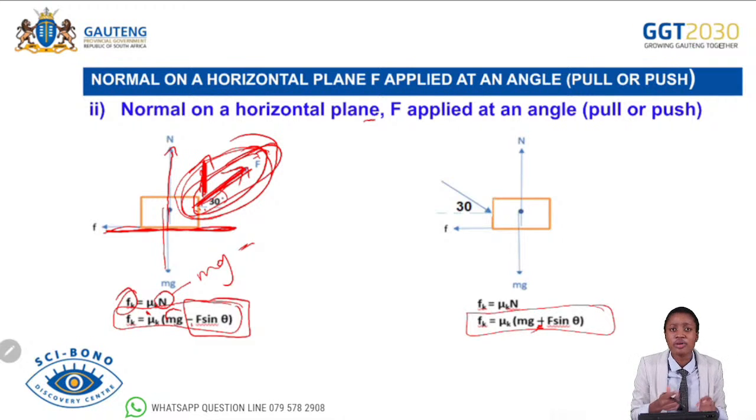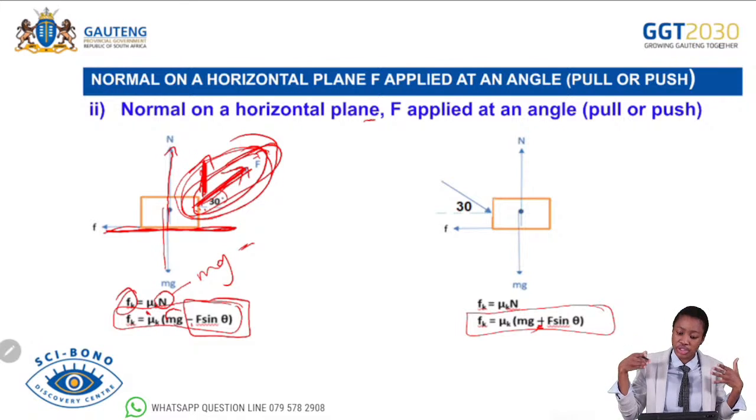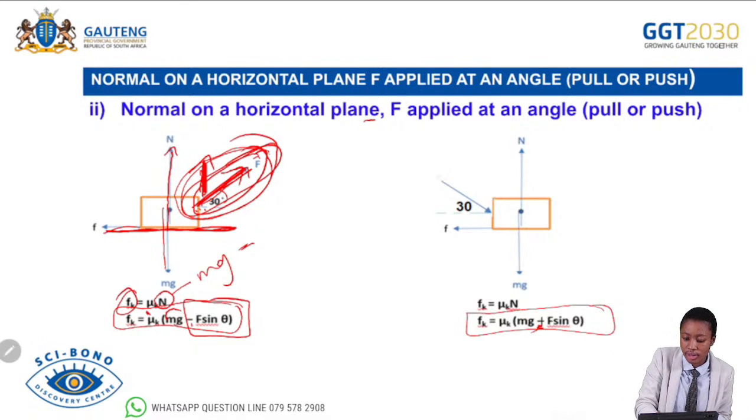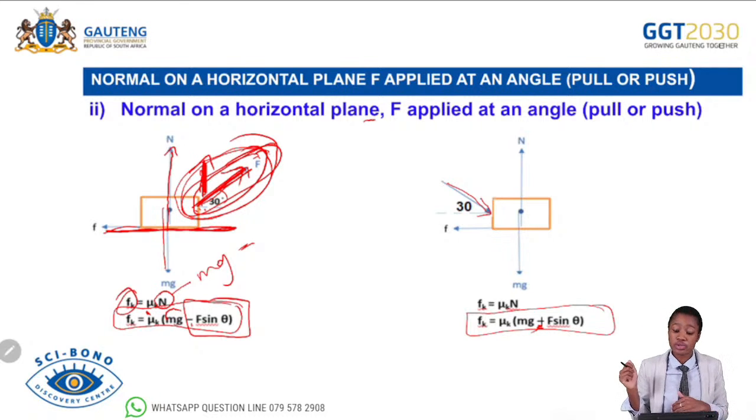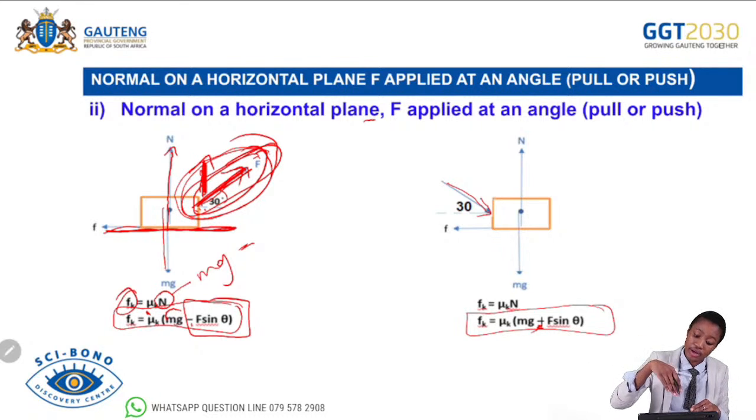On the other hand, this is for a pulling situation. If this is a pushing, we're pushing down. Look, the applied force is going down. This is when we are pulling, but when the applied force is in this direction, we are pushing.